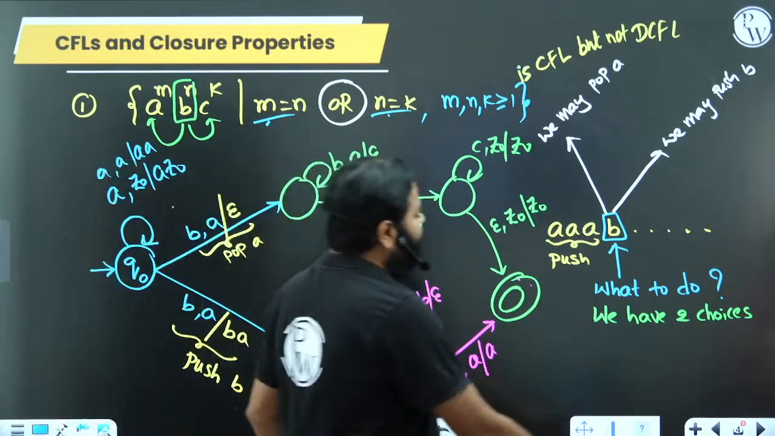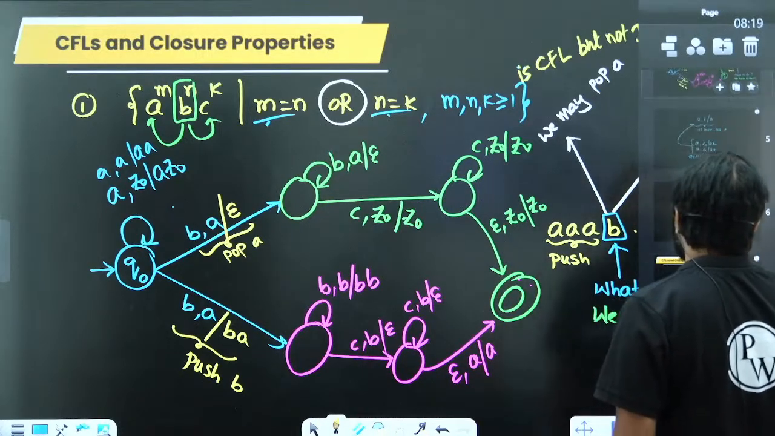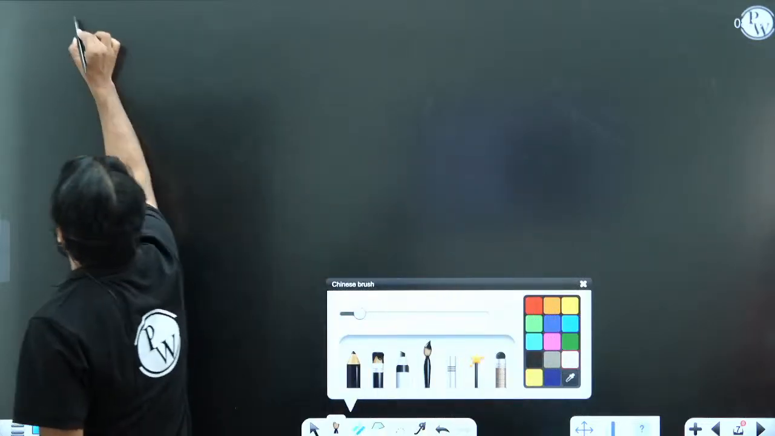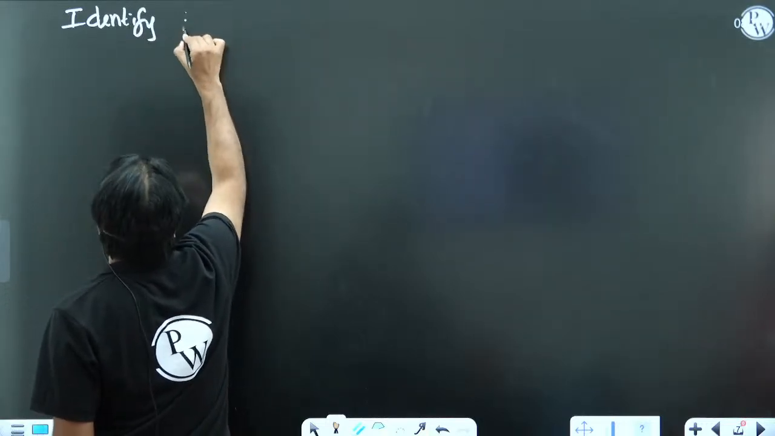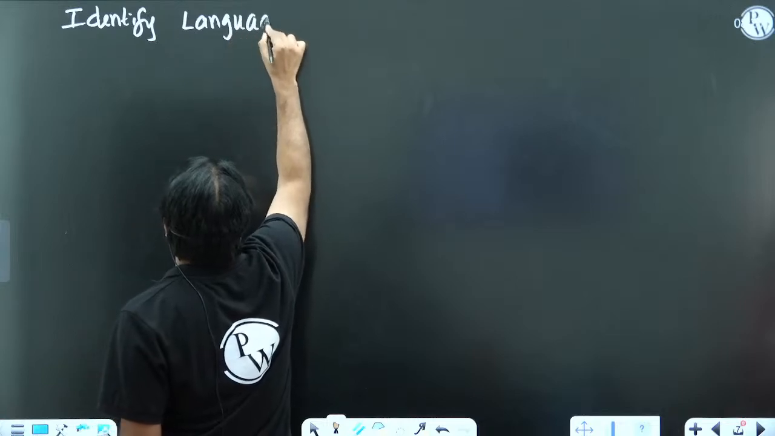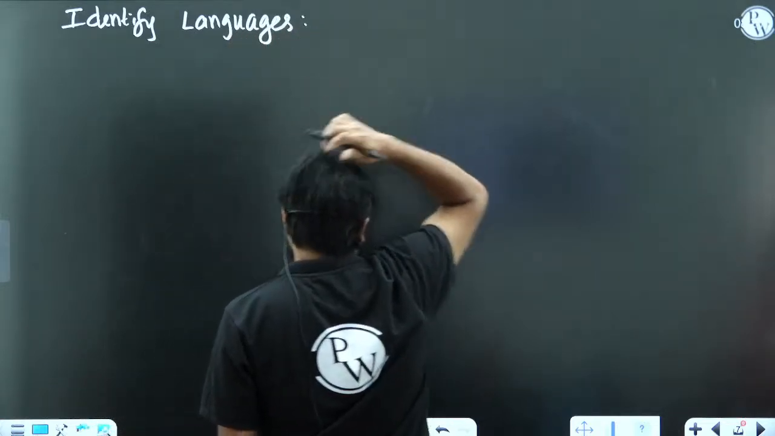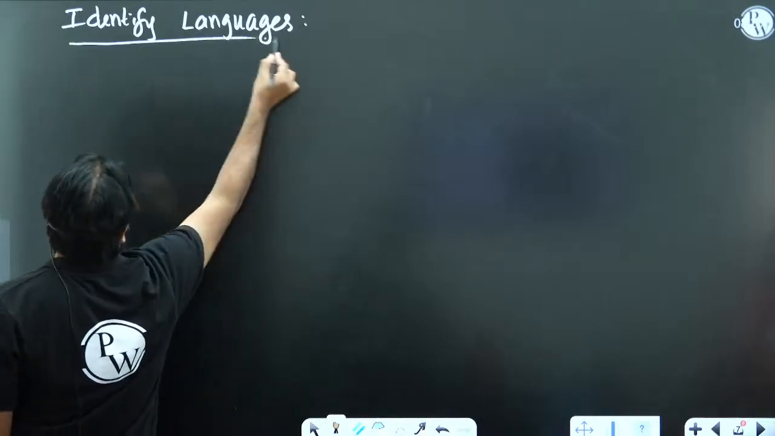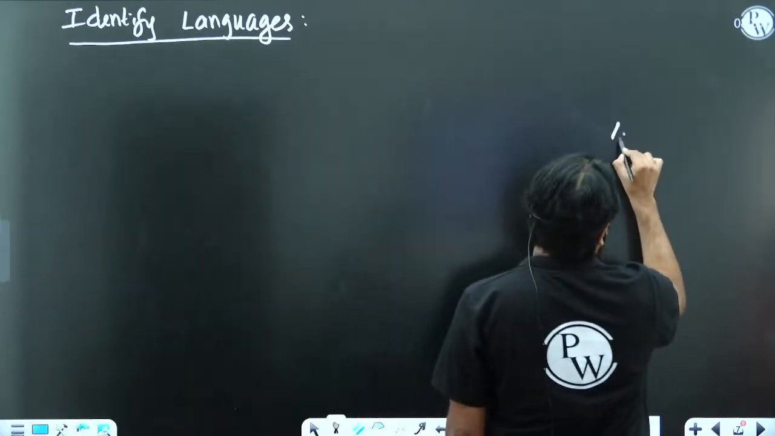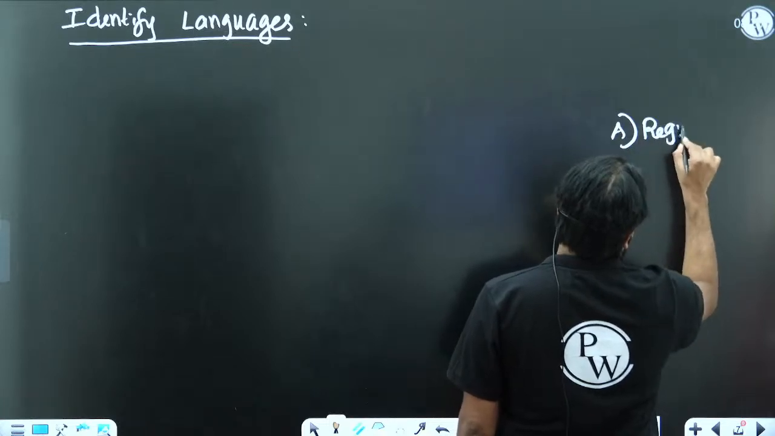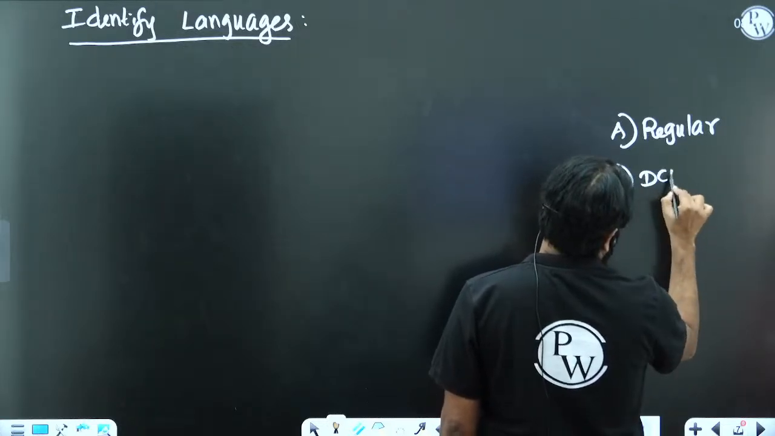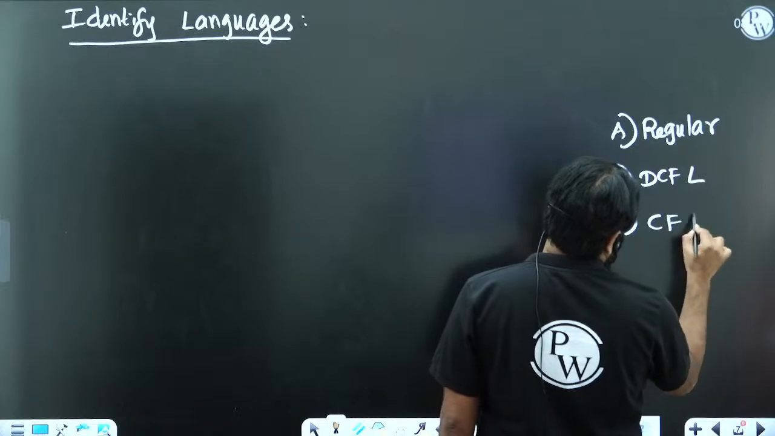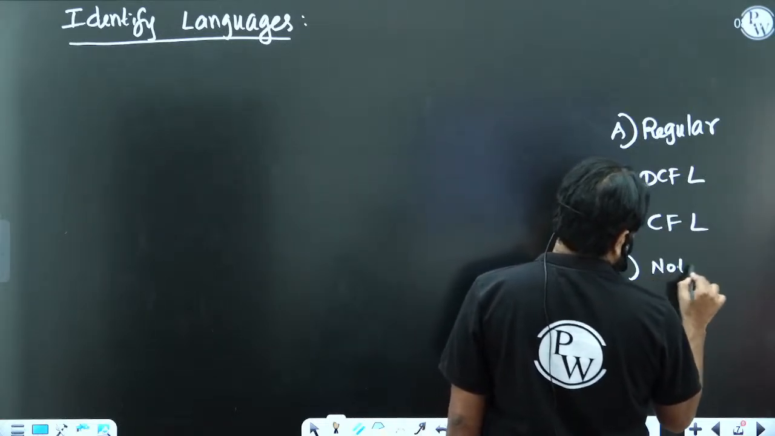Okay, next. Now with this, you don't understand directly by looking at it. You can see it. And I'm going to give you some languages. You just identify. Okay. Identify languages. This is your job now. The first language. What do you need to identify? Option A, regular. Option B, DCFL. Option C, CFL. Option D, not even CFL. Okay.